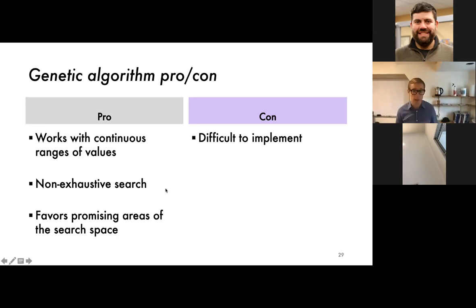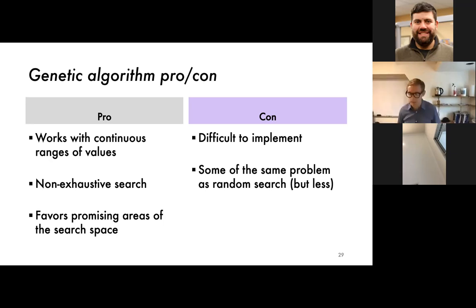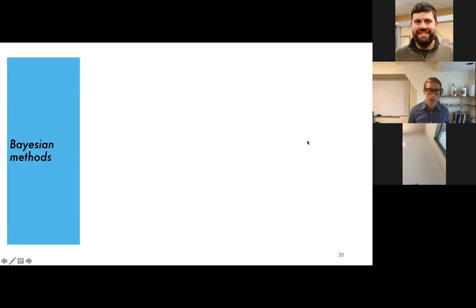The con is that this is difficult to implement. I don't have any good code examples because they're just not really out there yet. Although there's some work in that area, it's not in any of the major machine learning tools that I'm aware of, at least. And it has some of the same problems as random search, where including possible bad hyperparameter values is going to tank that gene, cause it to not be very fit. But it's less of a problem because that can get selected out of the gene pool in the next round.